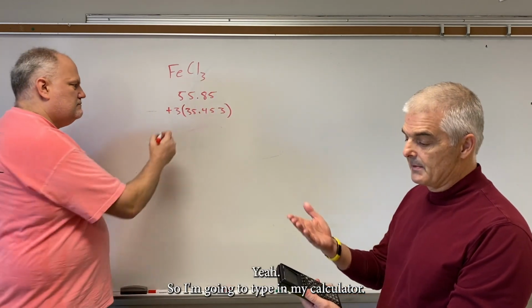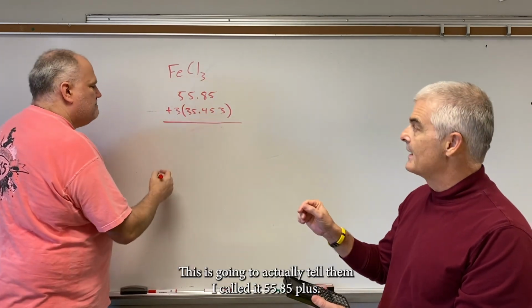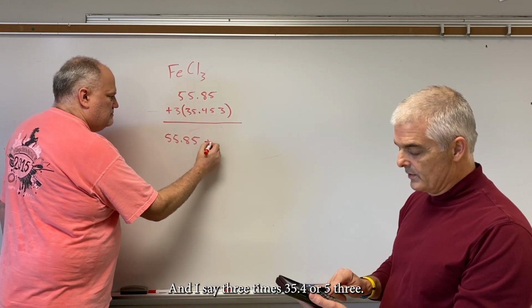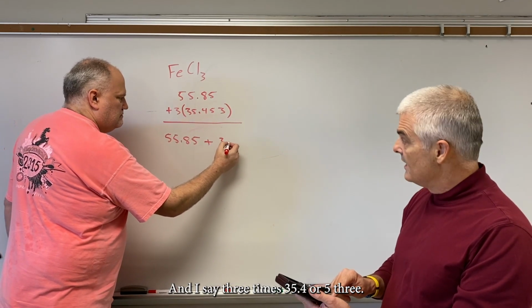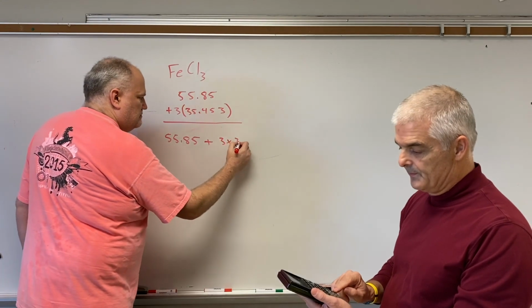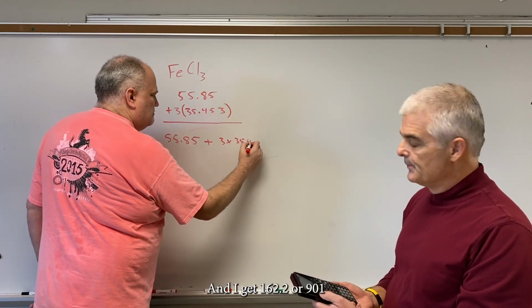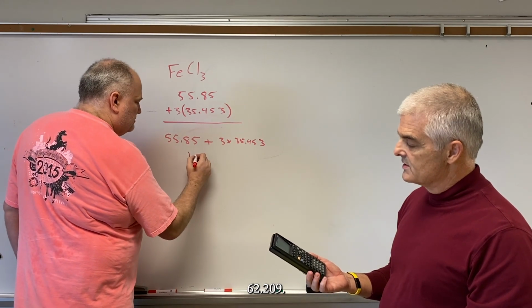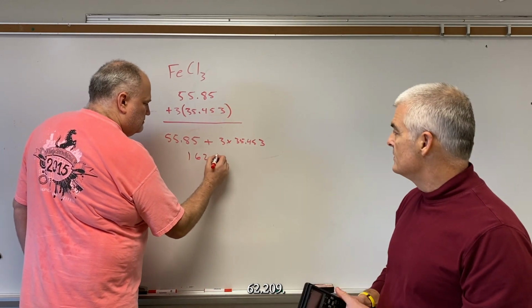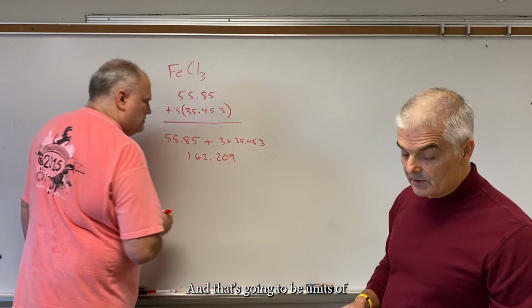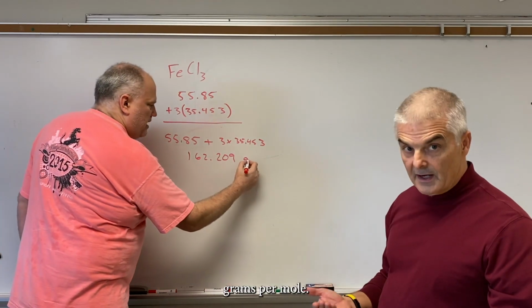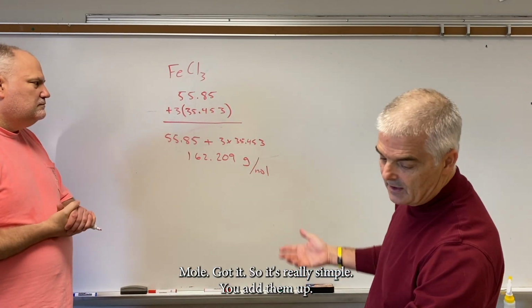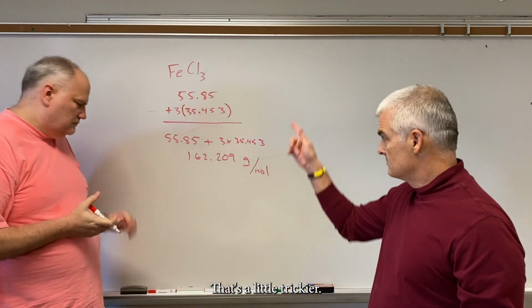So I'm just typing in my calculator. In fact, why don't you write this down? This is how I'm going to type it in my calculator: 55.85 plus 3 times 35.453. And I get 162.209. And that's going to be units of grams per mole. Got it? So it's really simple. You add them up.